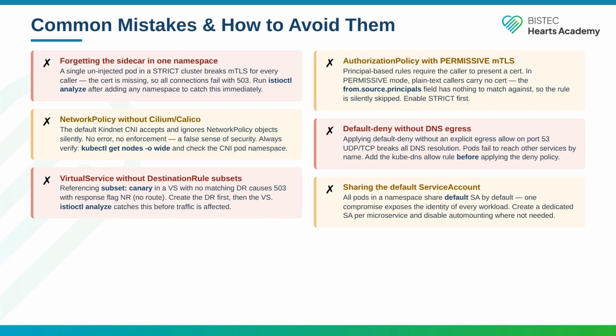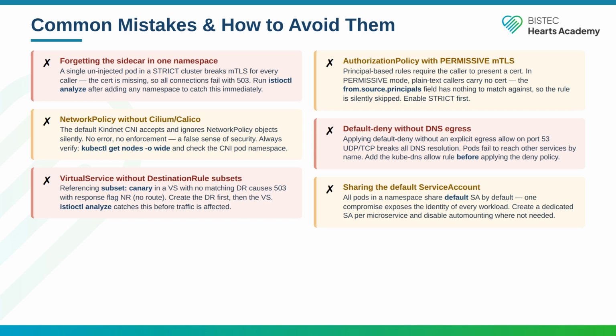The third is writing a virtual service before creating the destination rule. The subset references in the virtual service resolve to nothing. Envoy has no backend, and every request returns 503 with the NR response flag. Always create the destination rule first.